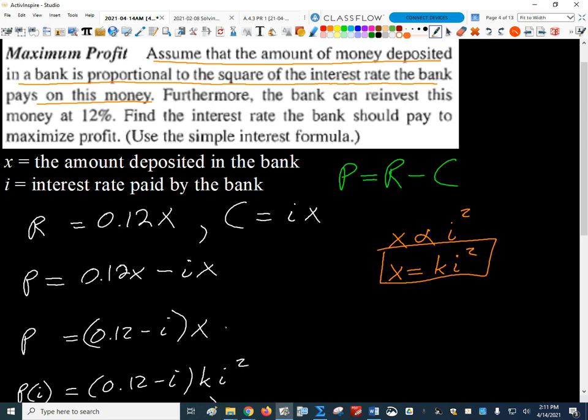They told us that the amount of money invested, which is X, is proportional to the square of the interest paid by the bank, which is I. See, that's defined for us up here. Are you guys seeing that? Can you see where I'm pointing my little thing here? Doesn't show up, does it? That's too bad.